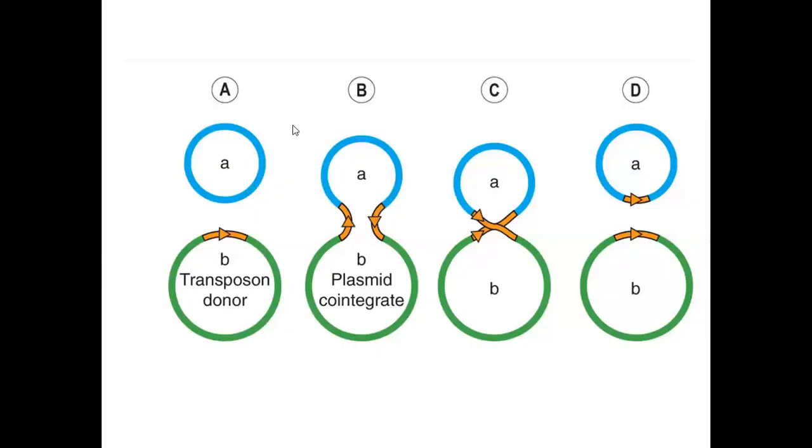So now here you can see A, B, C, and D plasmids, right? B is the donor. Here you can see the transposon donor. This is the A part and this is the B part. Now B will give to A, because B is the donor and A is the acceptor. So B will give some of its part to the A plasmid. Now you can see the exchange of genetic material, and now A has some transposon elements.